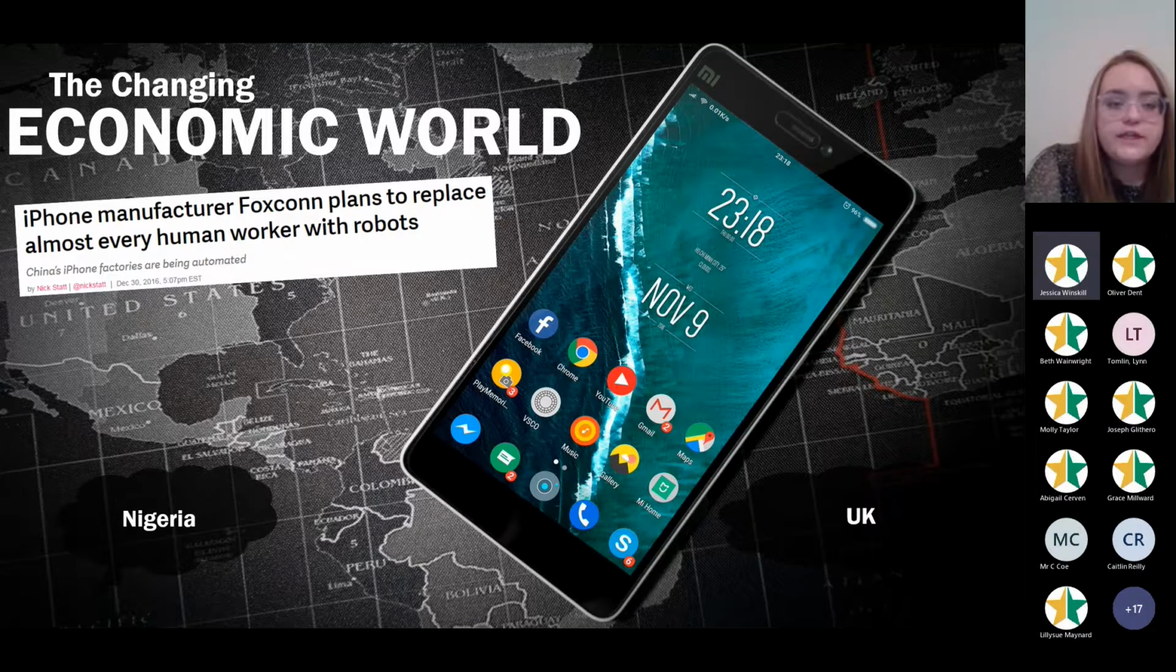Second unit is looking at the changing economic world. So we look again at Nigeria and the UK. So we're looking at the economic structure of Nigeria, why they are pushing forward and developing quite rapidly, and then looking at economic issues in the UK with a focus around the north-south divide and strategies to overcome that.